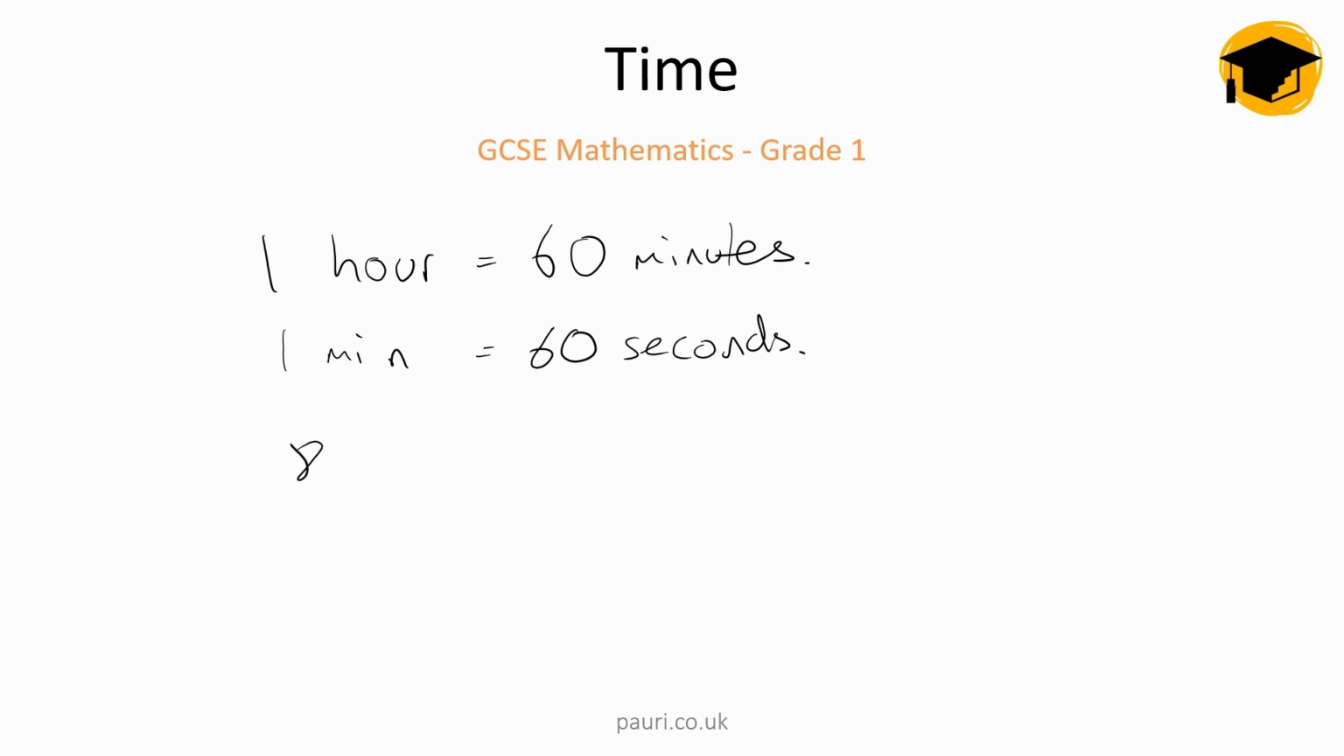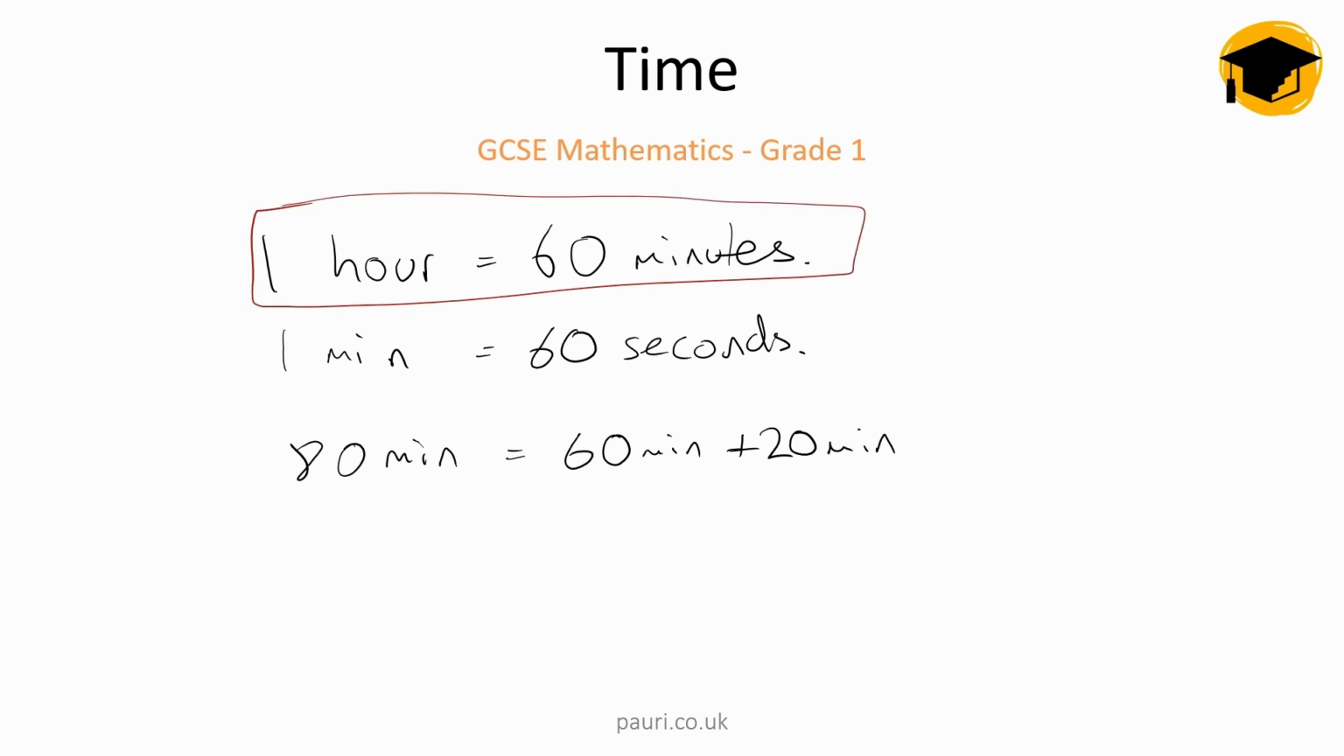So if you've got 80 minutes and you're trying to convert that to hours, that's the same as saying 60 minutes plus 20 minutes. The reason why I've written 60 minutes is because I know that 60 minutes is 1 hour. If I'm trying to convert into hours, the easiest way to do it is to split up the number. 60 minutes is 1 hour, and what's left, 20 minutes. 1 hour, 20 minutes. Okay, so let's try some questions.